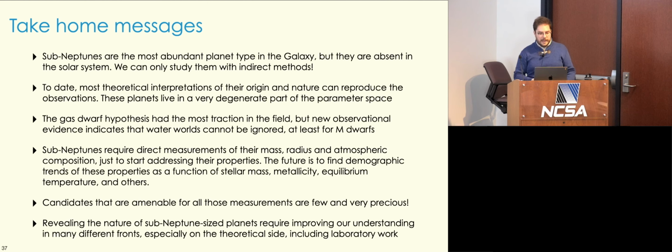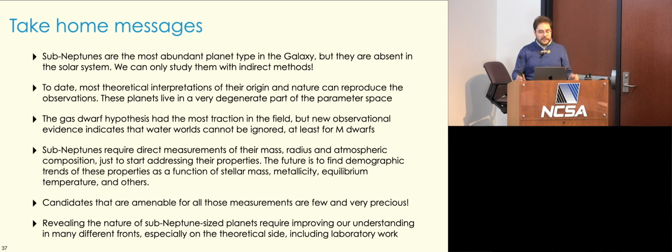So I think I have a few minutes to go through the final slide. Just some take-home messages. Sub-Neptunes are the most abundant planet type in the galaxy, but not in the solar system. We can only study them through indirect methods, right? It's not like Jupiter or Neptune or the moons of Jupiter. We cannot send a satellite and have direct data.